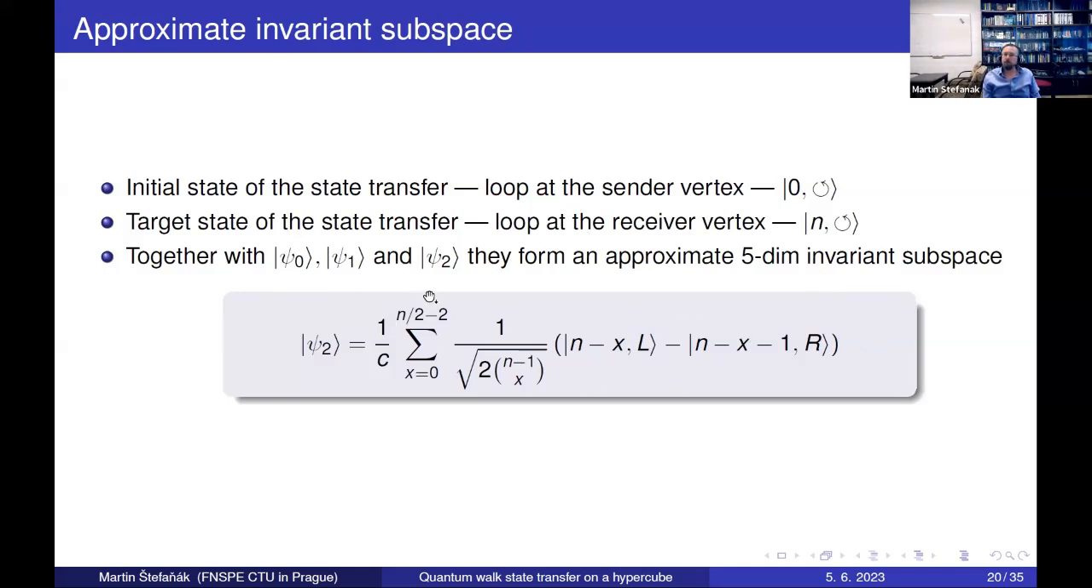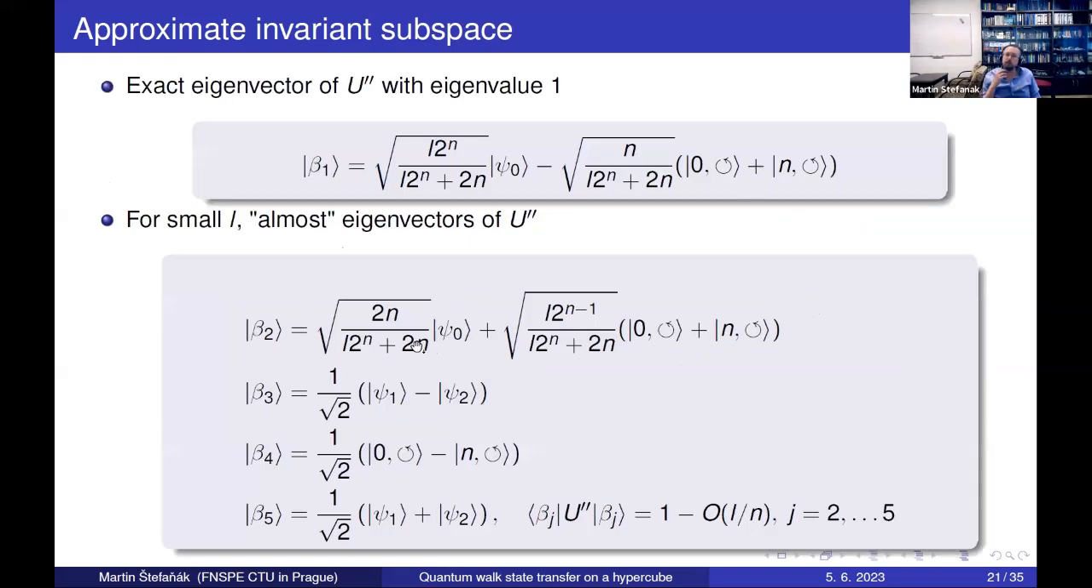So these five vectors form an approximate invariant subspace, meaning that from them you can construct again an exact eigenvector corresponding to one, and then four almost eigenvectors of this U double prime, meaning that again, the diagonal terms of U double prime with these vectors are close to one. Again, one minus something of the order of L over N. So if L is small, then this is almost one. So they are almost eigenvectors.